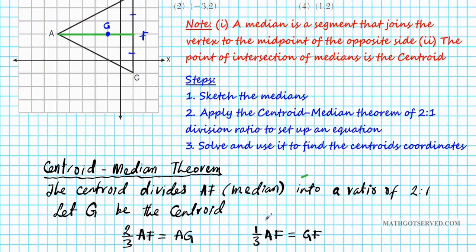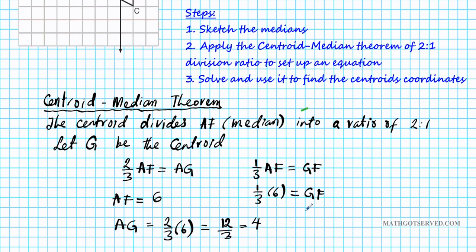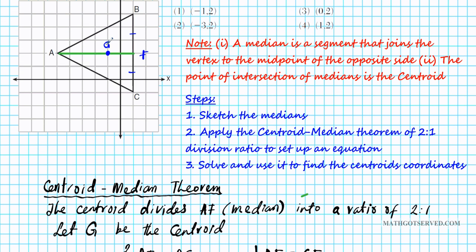Our theorem tells us that 1/3 of the entire median length will be the shorter side, or the base side of the median. Let's see if that's the case. What is 1/3 of the entire length of our median? 1/3 of 6. That should be GF. 1/3 of 6 is 2. So this implies that GF is equal to 2. Is GF 2? Absolutely, 1, 2.